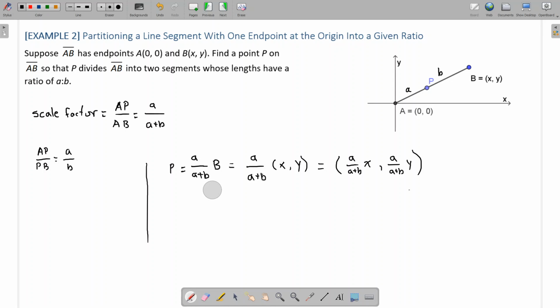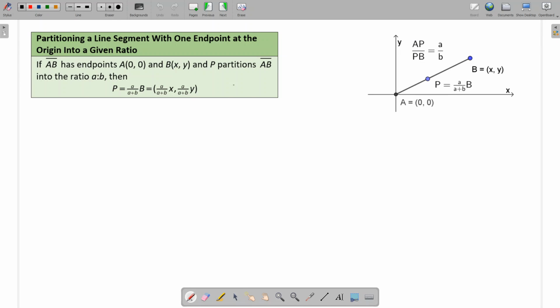So this is a formula that would work in general, but it only works when one of the endpoints is the origin. So this is definitely considered the easy case, but only true when one of the endpoints is the origin. Okay, so that's just rewritten out here. And again, I really want to emphasize this is only true when one endpoint is at the origin.